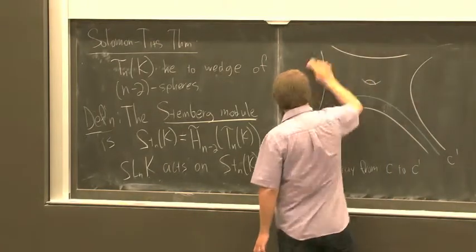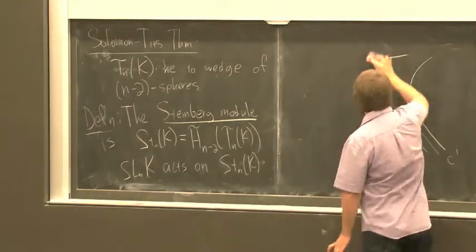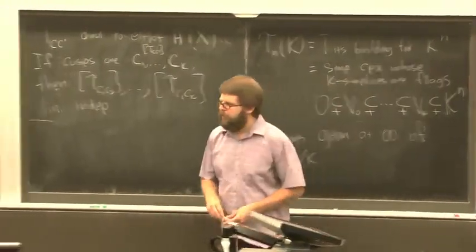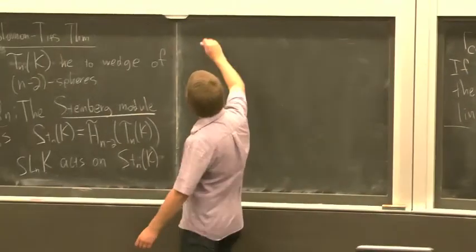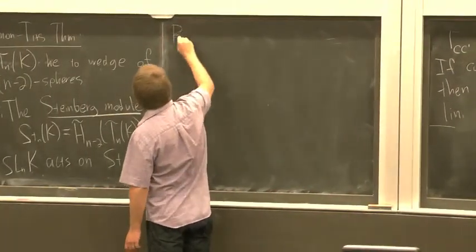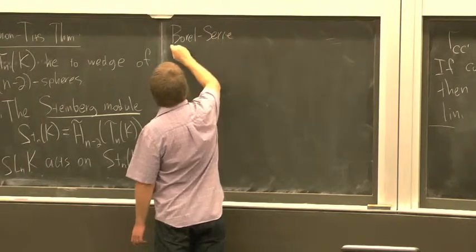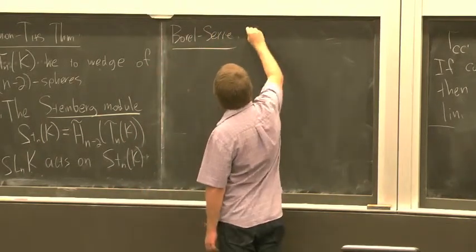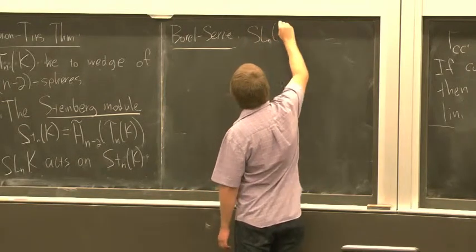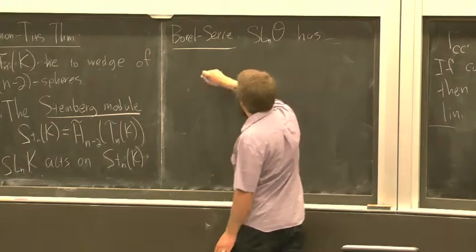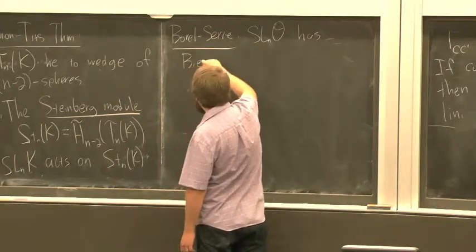And so that's what we have here. This is called Borel-Serre duality. So this is Borel and Serre. They showed that SL_n(O) has what we'll call virtual duality.